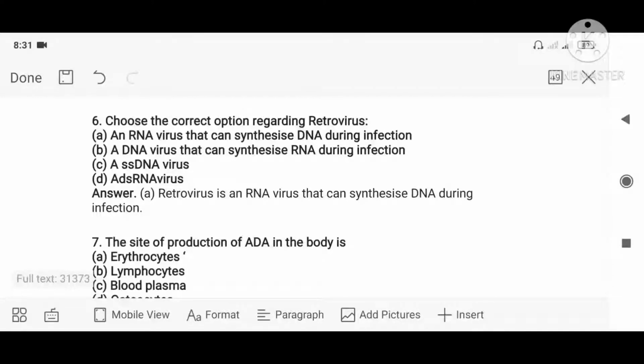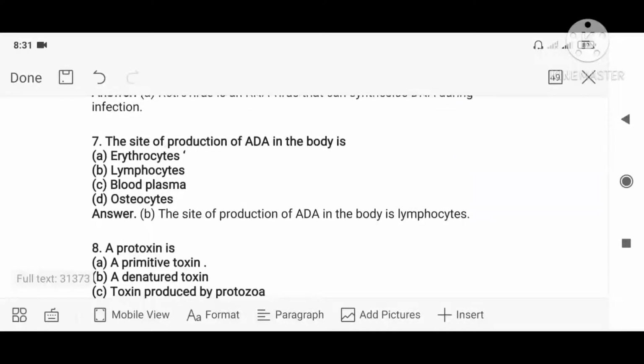The next is the site of production of ADA, adenosine deaminase, isn't it? So, do you know where the site is? It is the WBC, the lymphocyte. So, where is ADA produced in the body? In lymphocytes. So, the answer will be B. The site of production of ADA in the human body is lymphocytes.